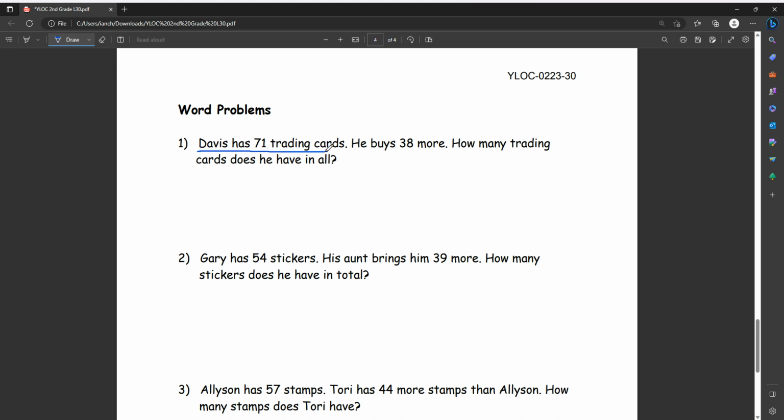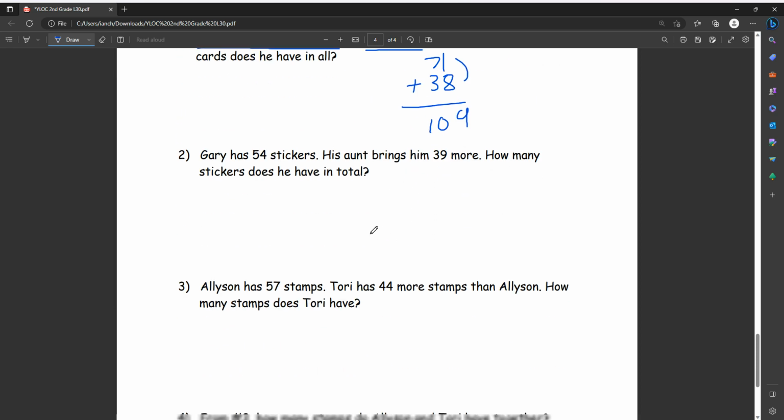So Davis has 71 trading cards. He buys 38 more. How many trading cards does he have in total? So if he has 71 and buys 38 more, we're just going to do addition. So 8 plus 1 equals 9. And then 7 plus 3 equals 10, which makes 109. So he has 109 cards total.